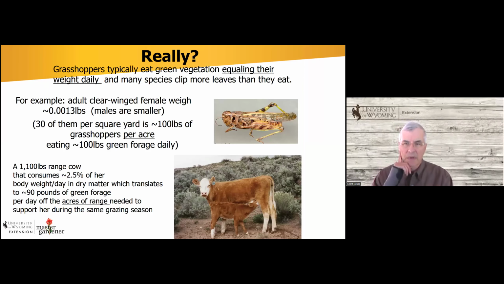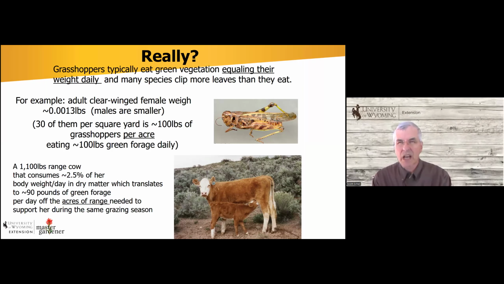Sometimes people are kind of skeptical about that. Well, grasshoppers typically eat green vegetation equaling their weight daily. And many of the species will actually clip more leaves than they eat. Some of them walk up to a blade of grass on the ground, cut it off, eat what they want, drop the rest.